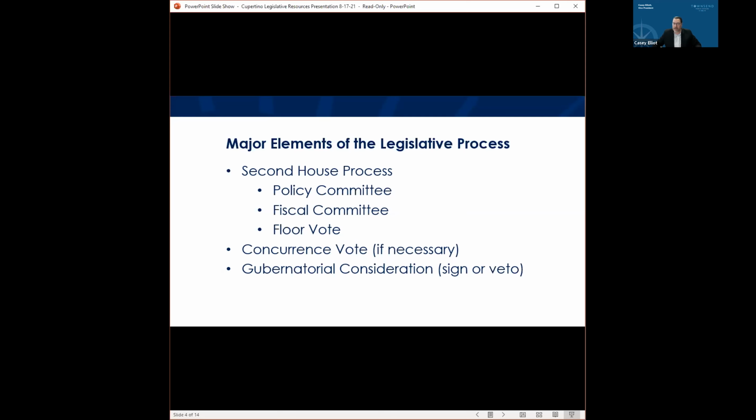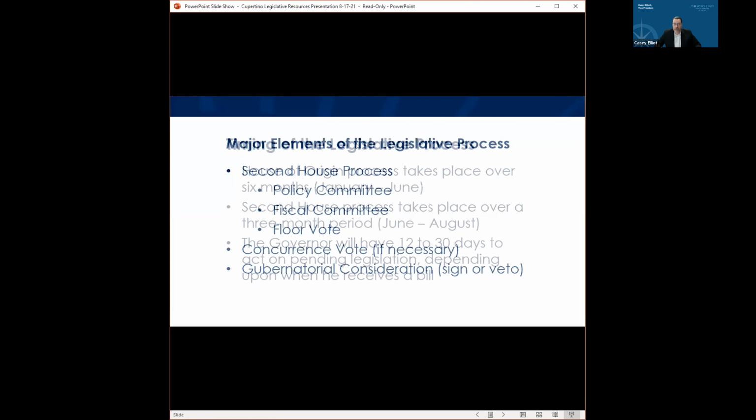If a bill is amended in the second house, it would need to go back to its house of origin for what we call a concurrence vote. So the legislation would be passed by the same houses in the same format. Again, all of those steps along the way allow for public participation and input. Once a bill is passed by the legislature, it would go to the governor for their consideration.